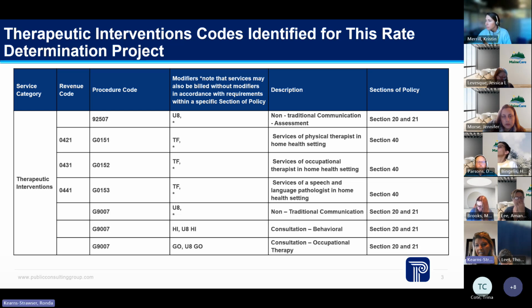Okay, thank you for sharing that. Certainly is very helpful information for our team as we continue throughout this project. Thank you. Would anybody else like to add to what Tammy or Trina shared, some of the challenges, or maybe a different section of policy or different codes or something that they would like to bring up?